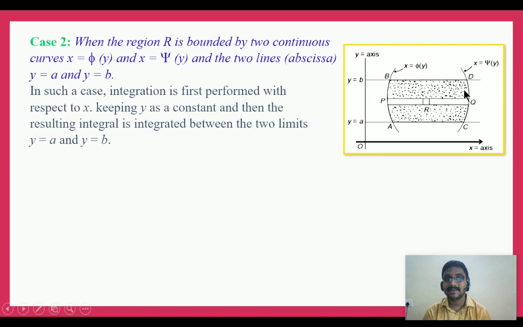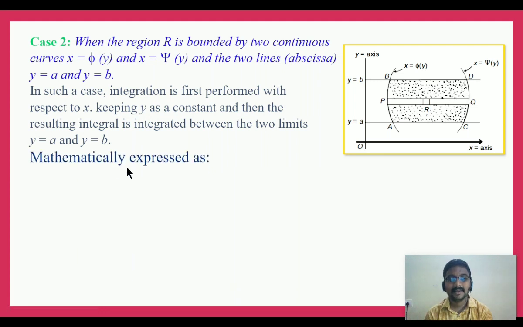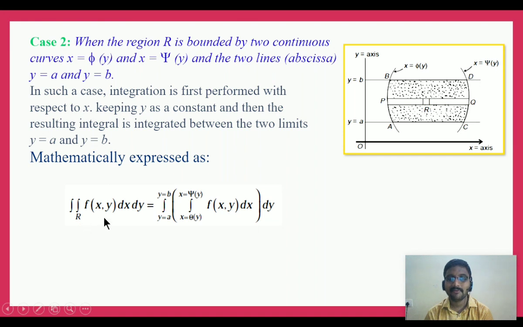Now y limits must and should be constants, mathematically expressed as double integral over R of f(x,y) dx dy is integral y equals a to y equals b, integral x equals phi of y to x equals psi of y, f(x,y) dx dy. So here we have to apply integration with respect to x and then y. Because x limits are in terms of y, we have to give preference to variable limits.